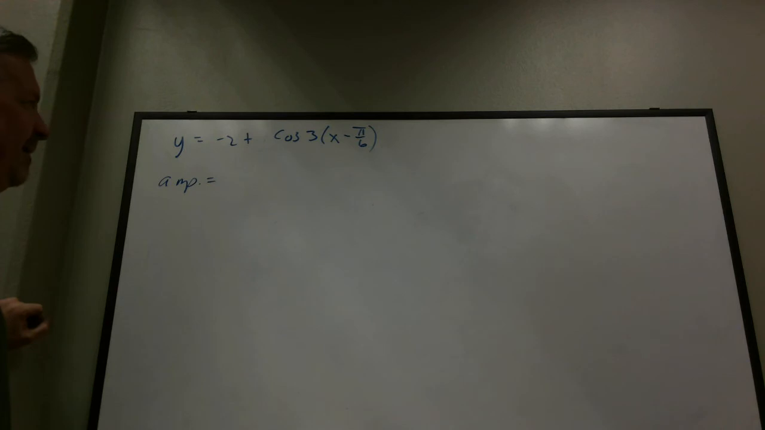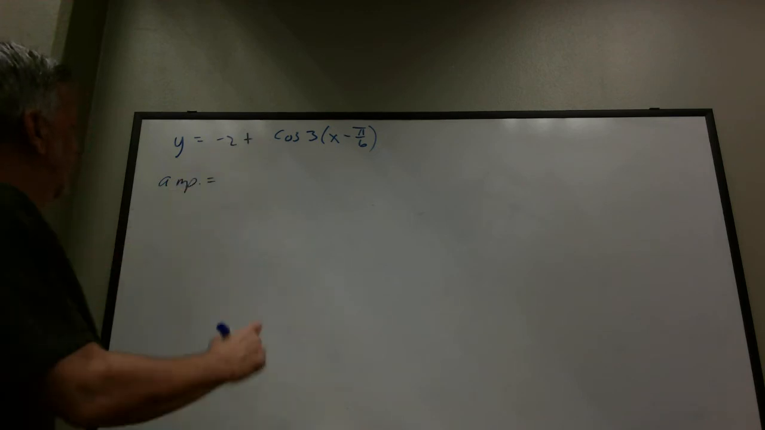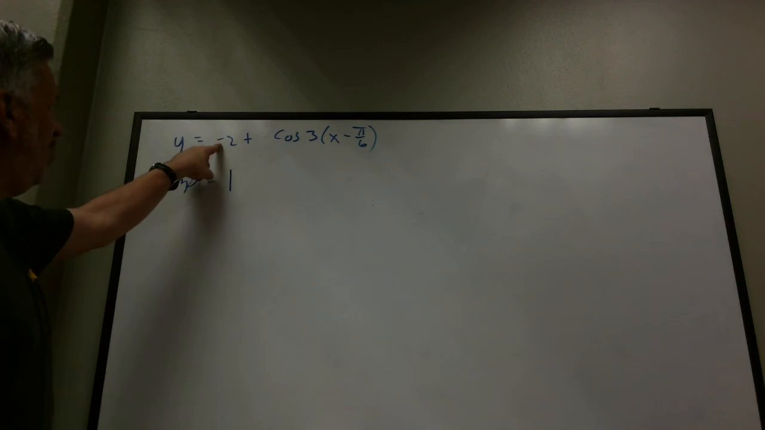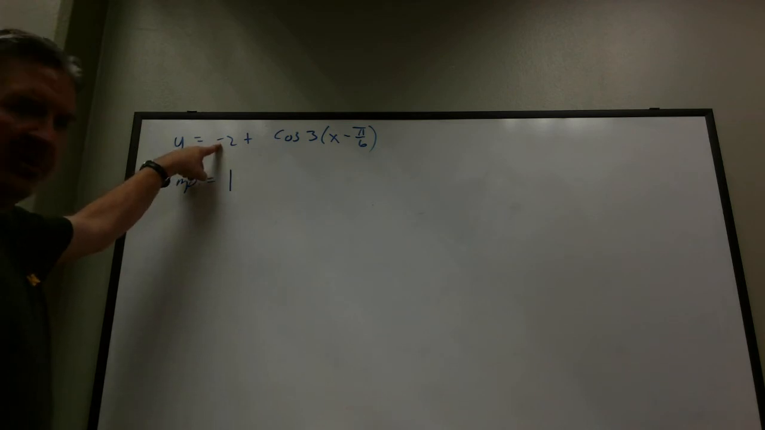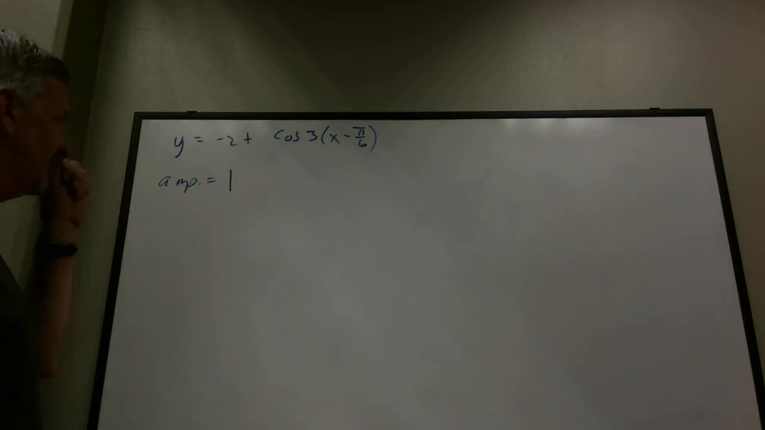Now let's identify what is the amplitude of this graph. Now, where do you look for the amplitude? It's the coefficient of the trig function. There's a 1 being multiplied by cosine, so the amplitude is 1. Now, is there a reflection? Students, there's a negative sign out front. No. The coefficient of cosine is positive 1, so there's no reflection.